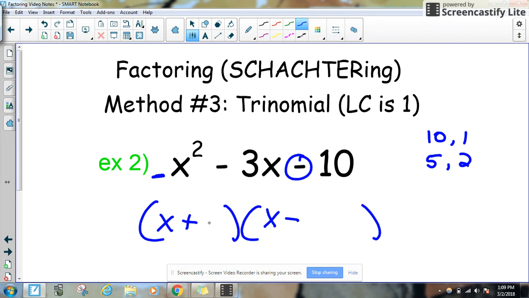But the question is, which one should be positive and which one should be negative in order for them to add to get a negative 3? The 5 has to be the negative value, and the 2 has to be the positive, because a negative 5 and a positive 2 add together to give you that negative 3 in the middle. So that is our solution.